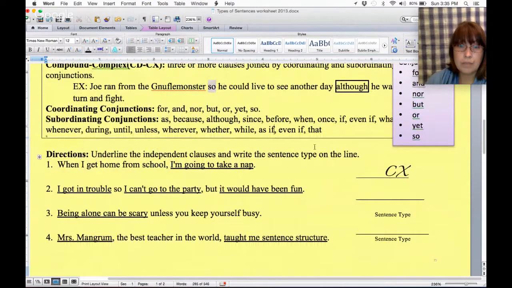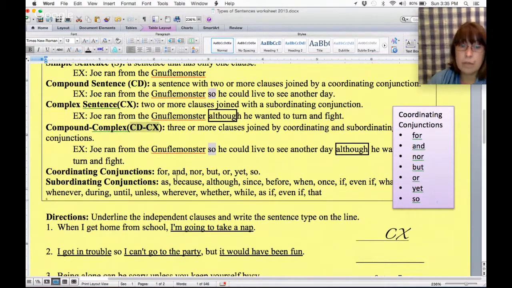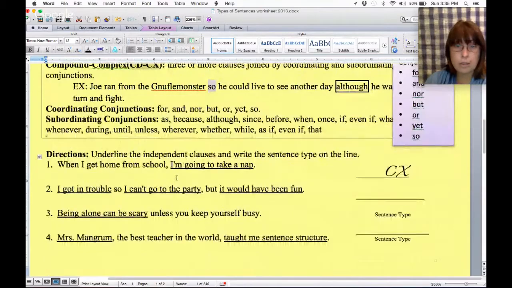All right. Going to underline the independent clauses and write the sentence type on the lines. So when we do that, we're going to go back up here. So if it's a simple sentence, we write S. If it's a compound sentence, CD. Complex sentence, CX. Compound complex sentence, CD, CX. By the way, if this feels hard and confusing right now, that's good. That means you're learning because it is a hard concept to get, but once you get it, you have it. Okay, it's like dribbling a basketball. At first, you're like, no idea how to do that. And then all of a sudden, you figure it out.